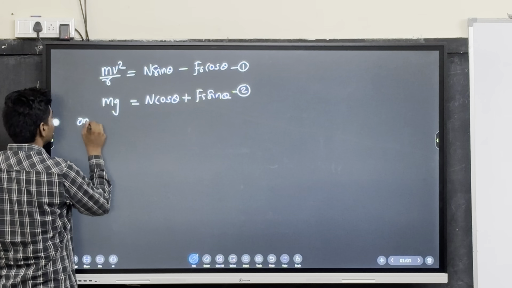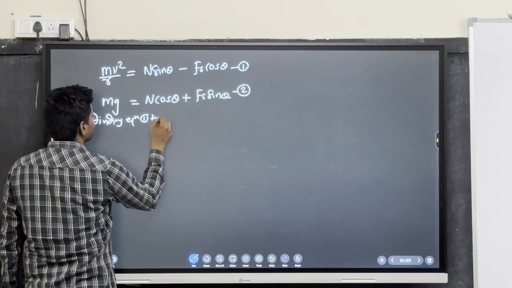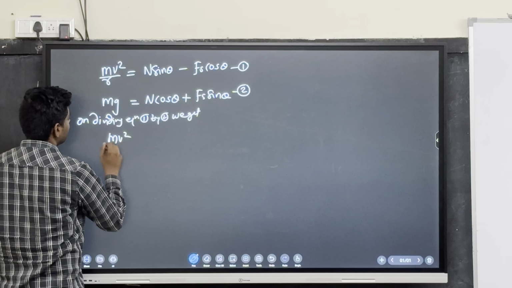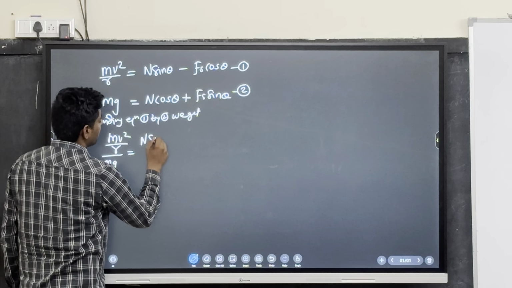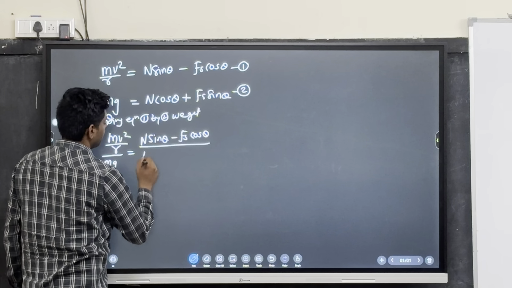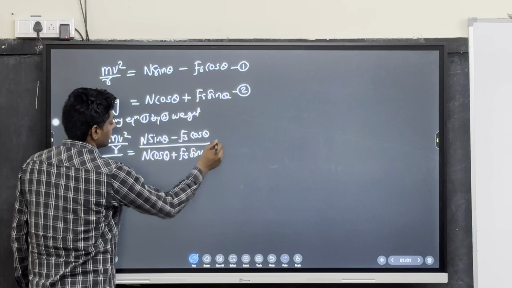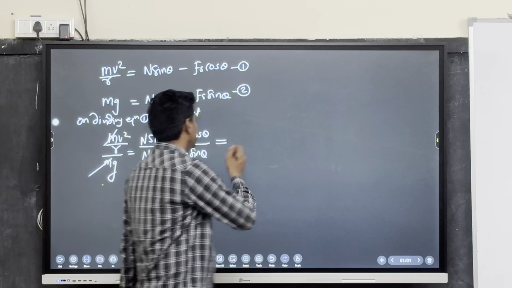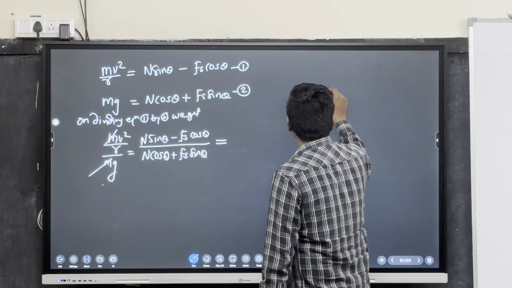On dividing equation first by second, we get mv square upon r divided by mg is equal to N sin theta minus fs cos theta divided by N cos theta plus fs sin theta. Very simple question. On both sides, m gets cancelled. Then we have to substitute the frictional force.